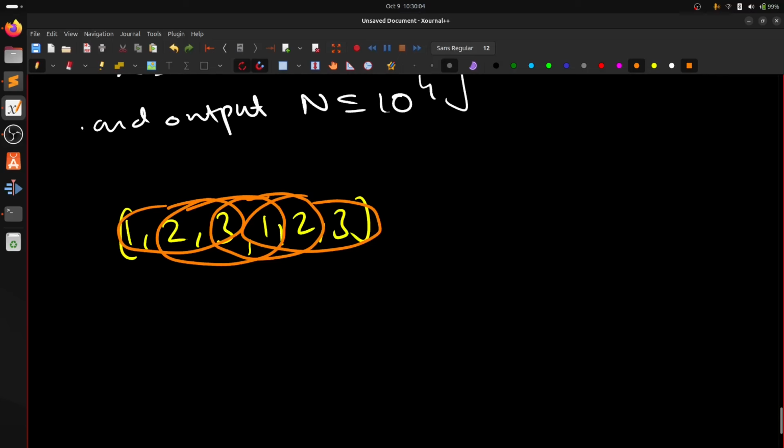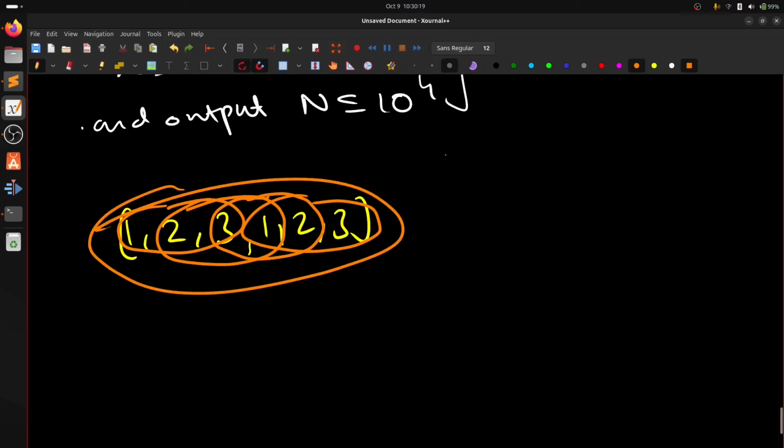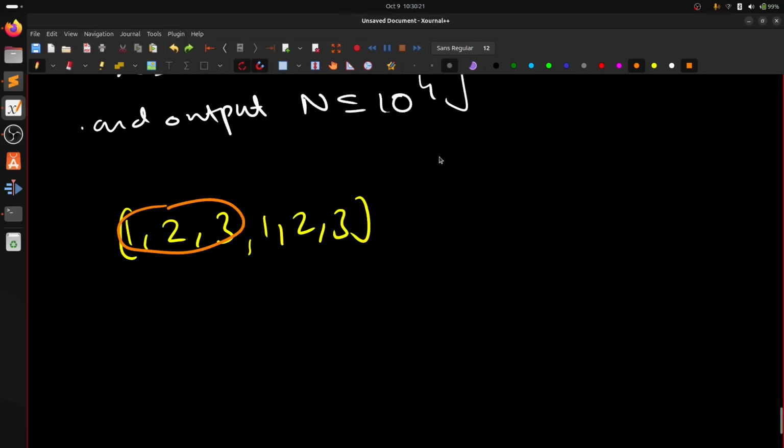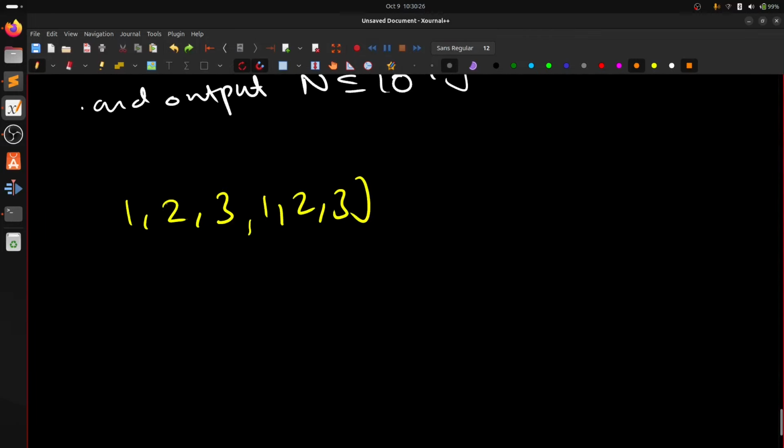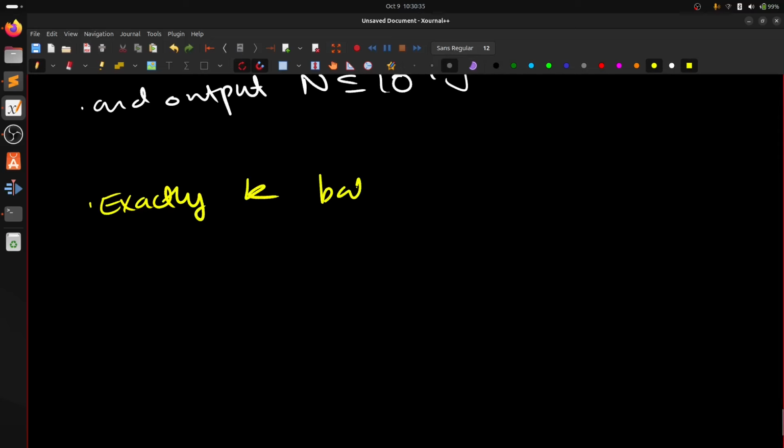If you have more 1, 2, 3s, you can form many more over here, right? So here I think 5 are being formed. 1, 2, 3, 4, and the whole array, which is the fifth one. Correct? So 5 are being formed total, which are balanced. So we need to form one with exactly k balanced subarrays.